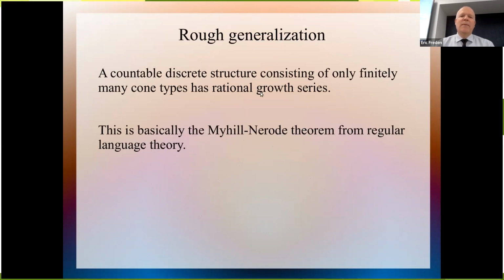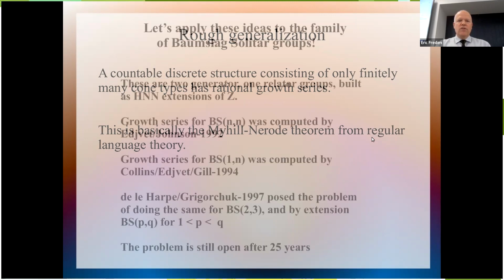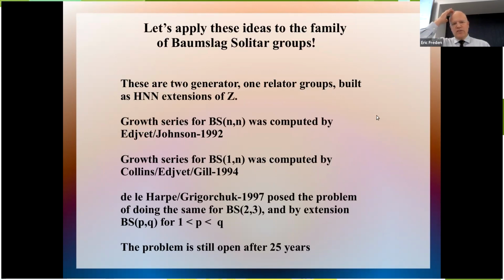So this idea about cone types, by the way, really goes to formal language theory. If you have this countable discrete structure consisting of only finitely many cone types, it's probably going to have a rational growth series, and I get the Chomsky-Schützenberger theorem for regular languages. This ties those 2 ends together. So there is some computer science actually in the background. So I'm going to apply these ideas to Baumslag-Solitar groups.